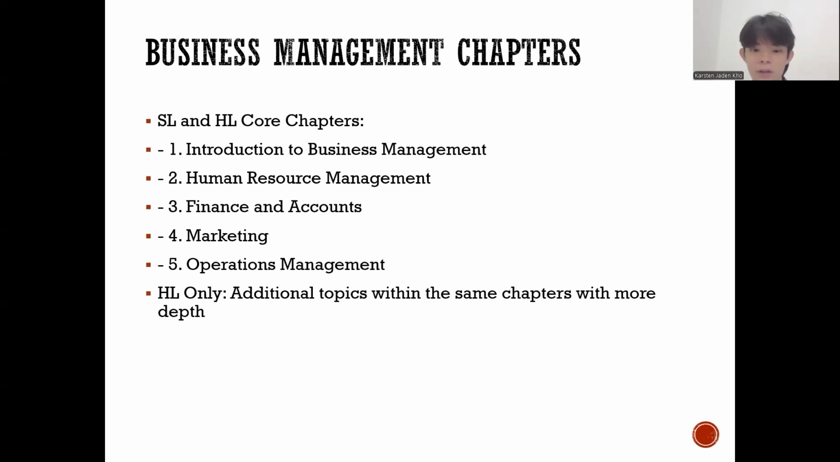Third, Finance and Accounts, focusing on financial decision-making, budgeting, and understanding key financial statements. Number 4, Marketing, which explores market research, consumer behavior, and marketing strategies. And lastly, Operations Management, which examines the processes that produce and deliver goods and services efficiently.